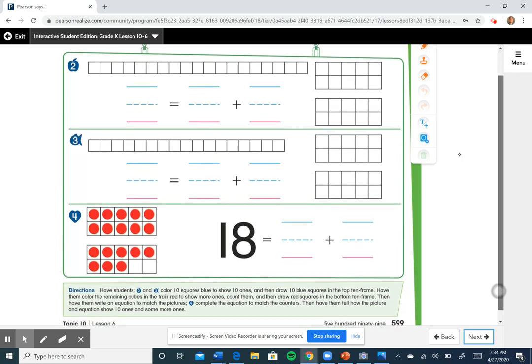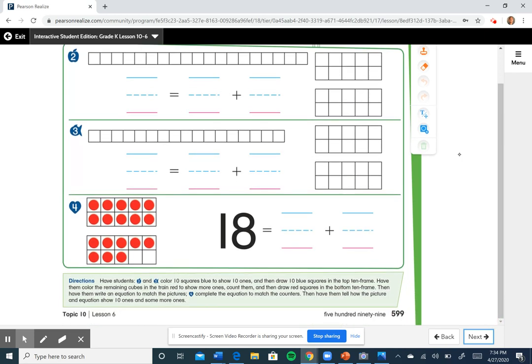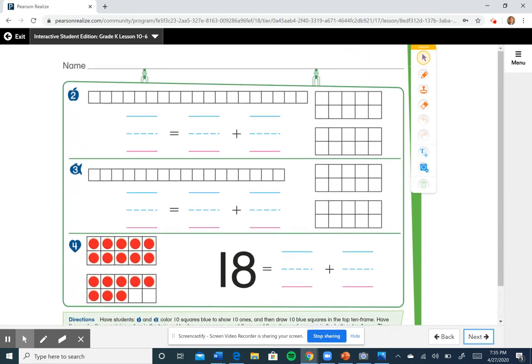And we have 2 and 3. It says color 10 squares blue to show 10 ones. Then draw 10 blue squares in the top 10 frame. Have them color the remaining cubes red. Oh boy, that's a lot of funny words. So I'm going to do it like this.